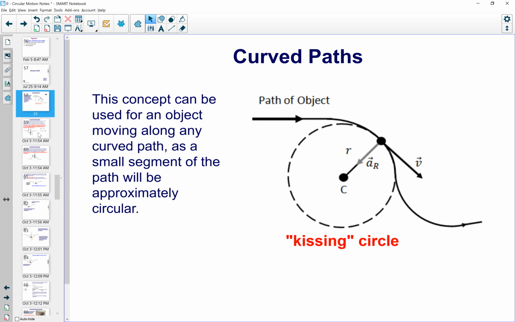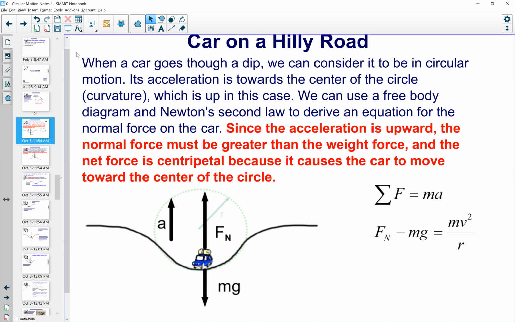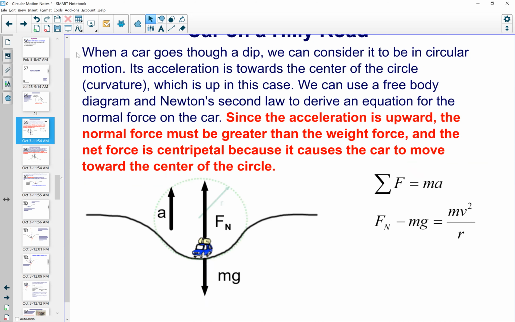So let's use that idea, but with a slightly simpler scenario. Let's put the curve at the bottom instead of on the side. So we're thinking about a car driving on a hilly road. And could I get someone to read this slide for us? Someone in the Zoom to read this one?